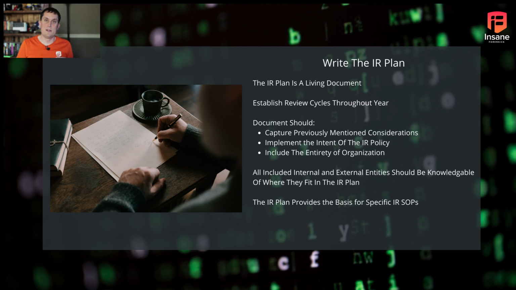When you sit down and you take all of the considerations we talked about, and when you actually put it to paper, you need to think about all of those considerations. You need to think back to that IR plan, and you need to include the entirety of the organization, or at least what you're responsible for under that scope. All the included internal and external resources should also be aware of this plan. And this is where you can bring in things like tabletop exercises, actual exercises if you're doing them, and some of the threat emulation.